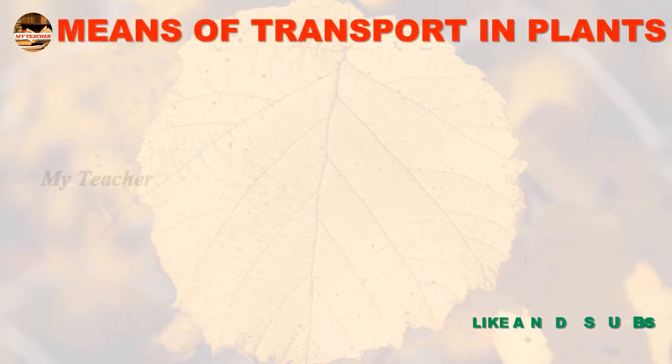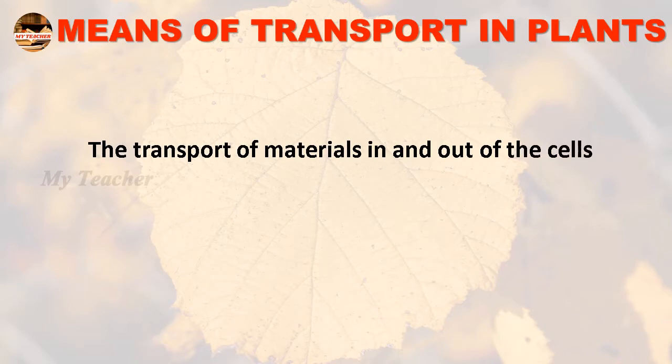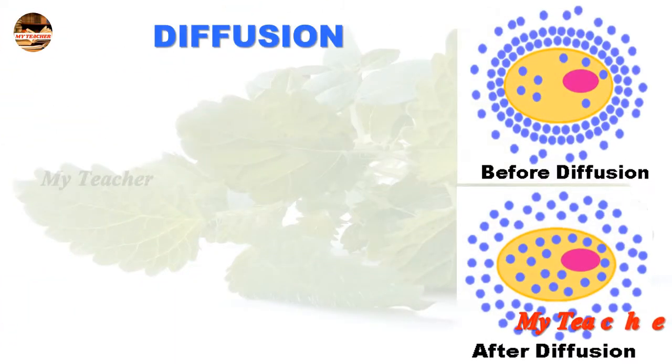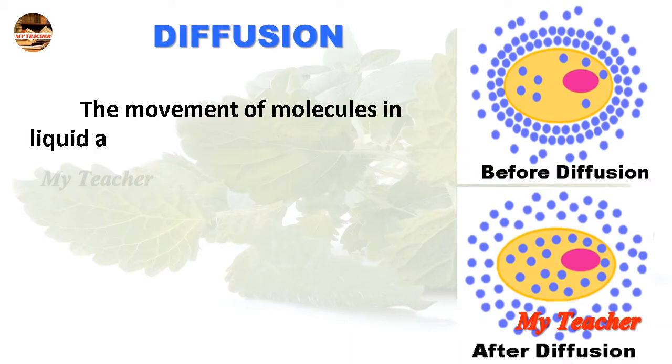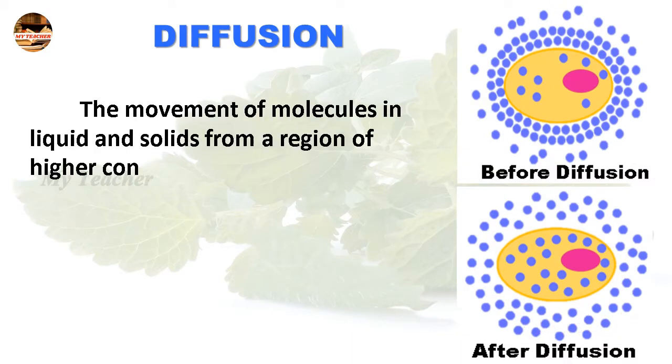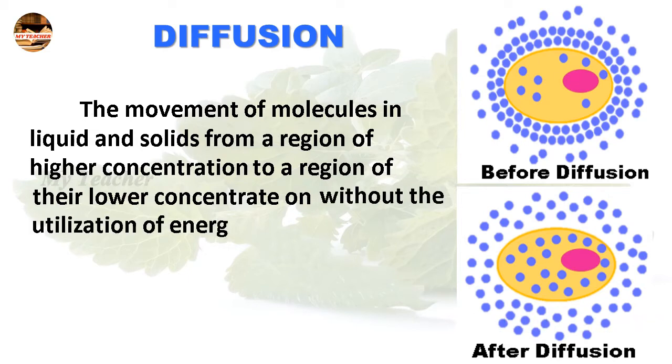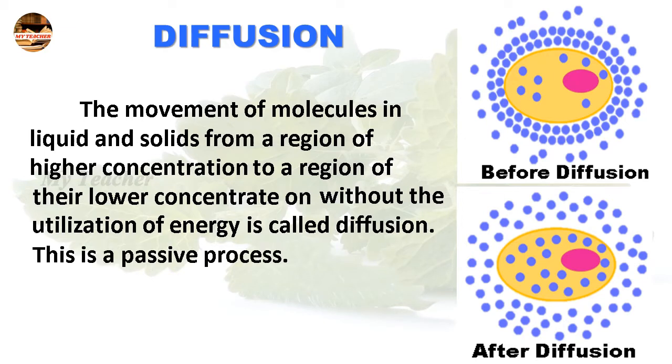Means of transport in plants. The transport of materials in and out of the cells is carried out by diffusion and active transport in plants. Diffusion. The movement of molecules in liquids and solids from a region of higher concentration to a region of lower concentration without the utilization of energy is called diffusion. This is a passive process.